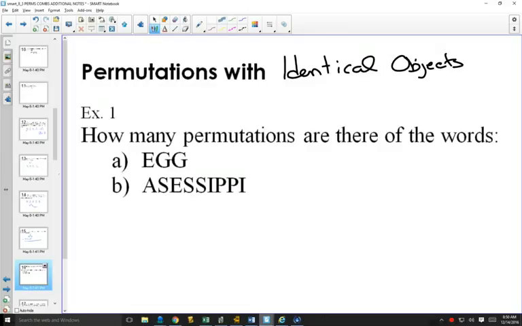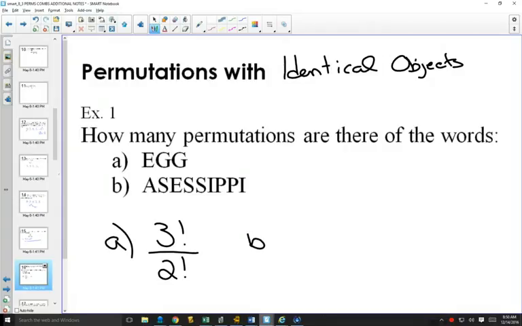So how would you do egg? Three factorial over 2 factorial. Because it normally has 3 letters. But since we have identical objects, the 2 G's are the same, we have to divide by 2 factorial.